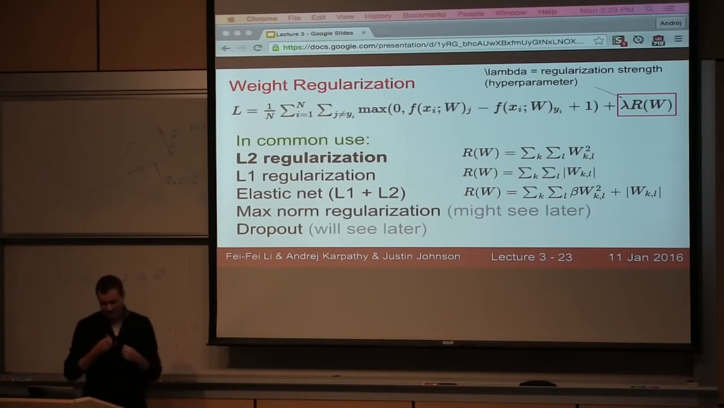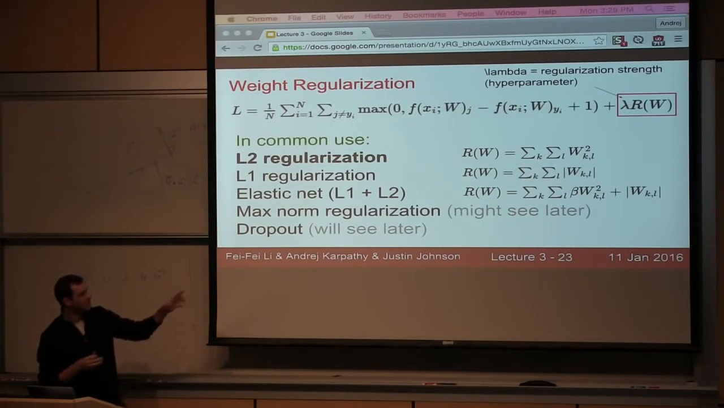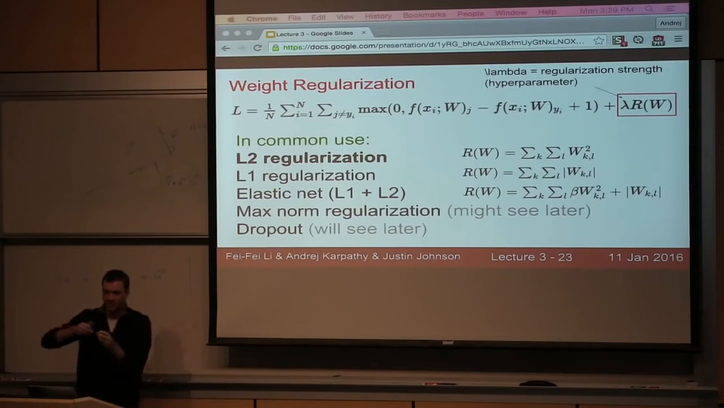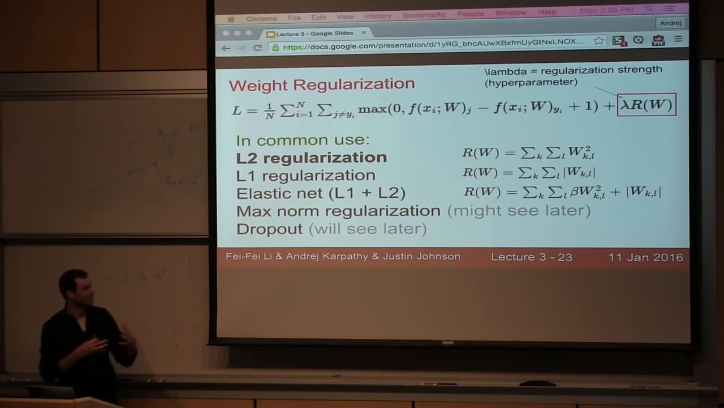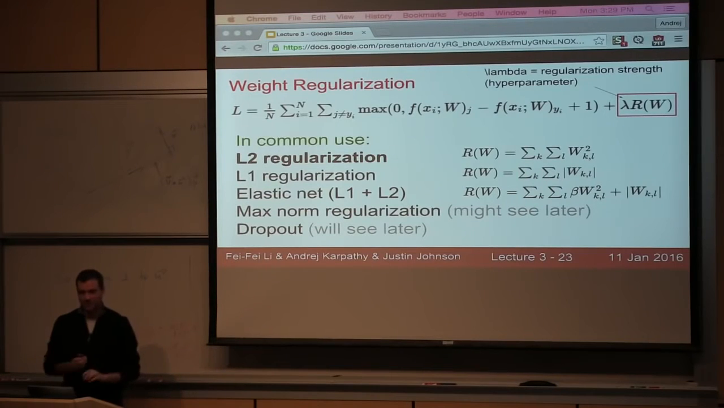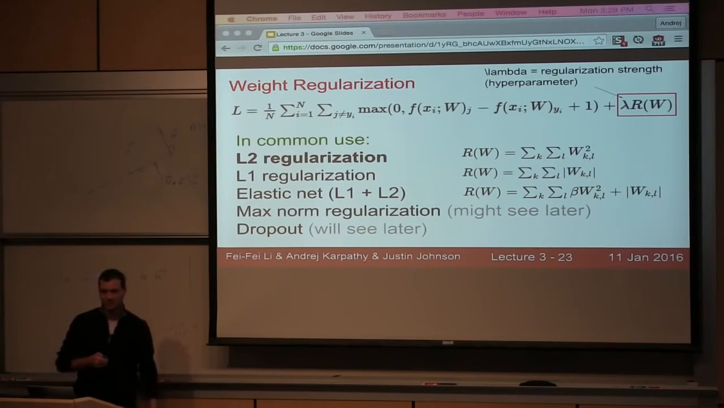L1 has some sparsity-inducing properties. If you end up having L1 in your objectives, you'll find that lots of W's will end up being exactly 0, for reasons that we might go into later. And that sometimes is almost like a feature selection. And so L1 is another alternative that we might go into a bit more later.